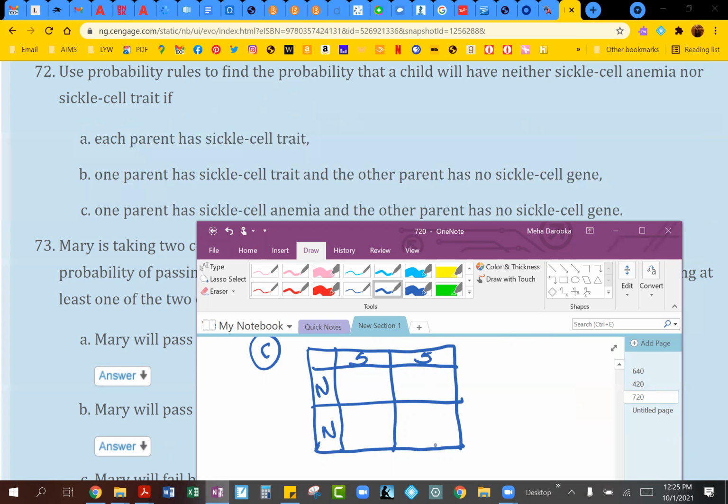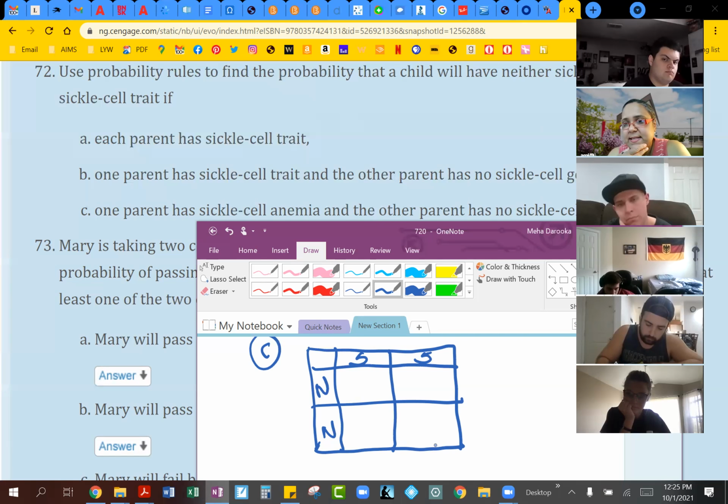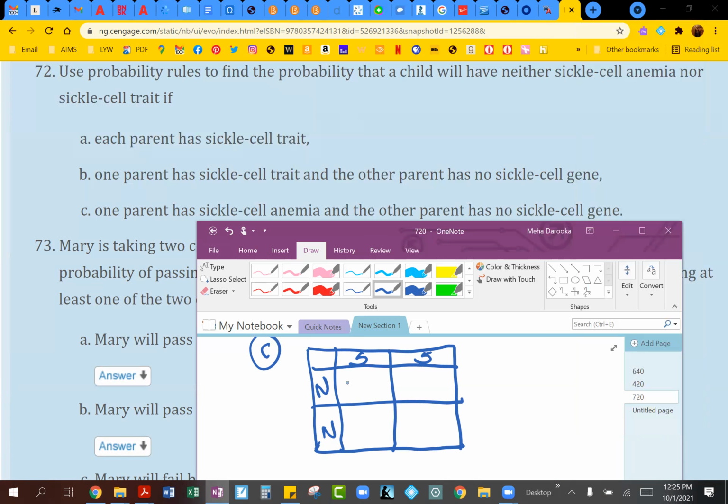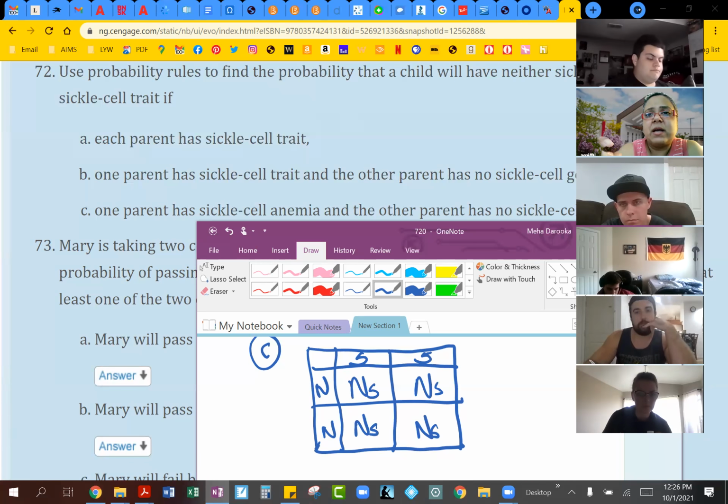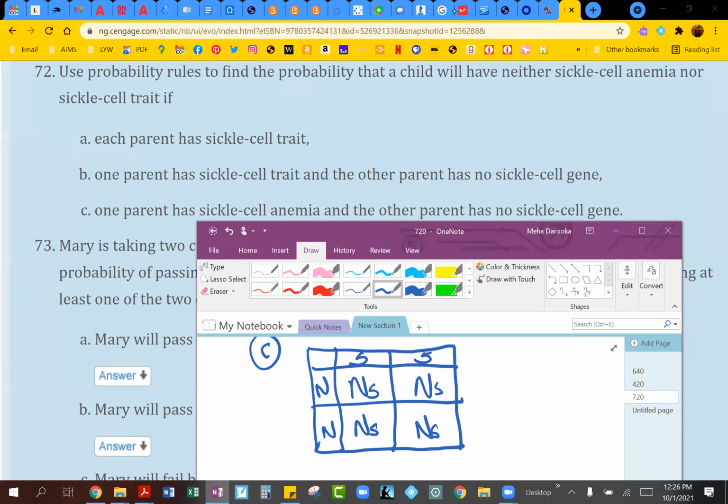So what will our 4 outcomes look like here with these two parents? All 4 would look like NS. Yeah, very nice. So in this case, no matter which combination you look at, the child will be born as a carrier, right? Because one of the parents has the disease. So answering our question, what is the probability that the child will be born with neither sickle cell anemia nor a sickle cell trait?